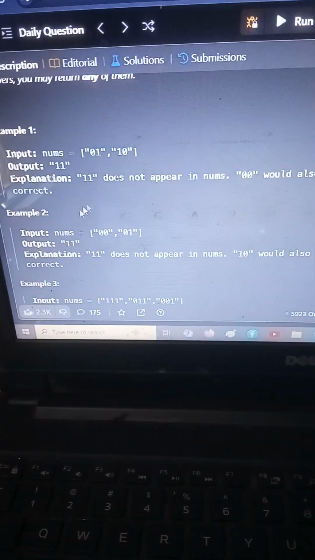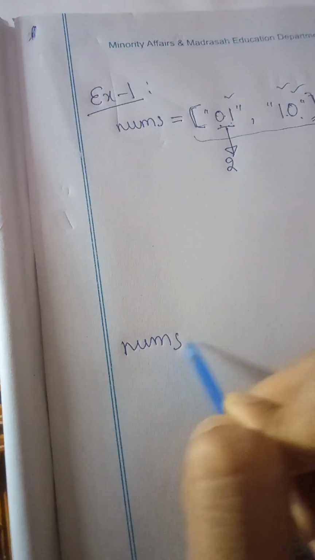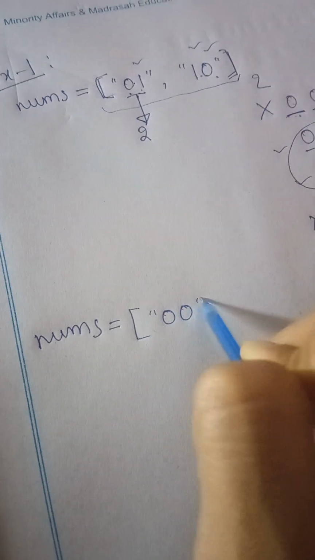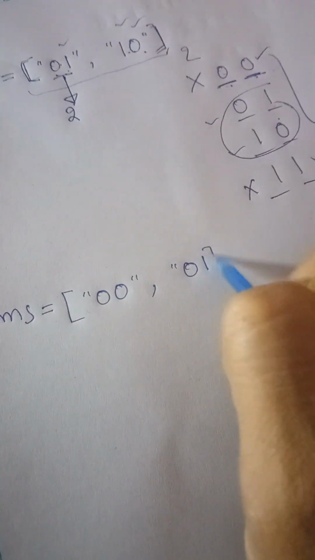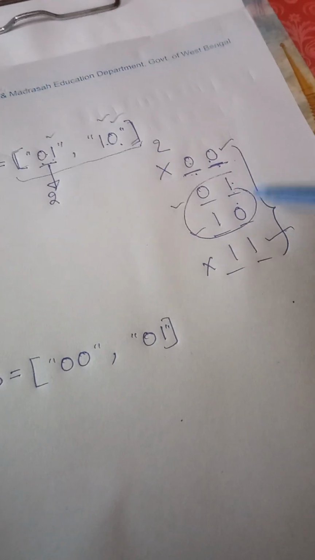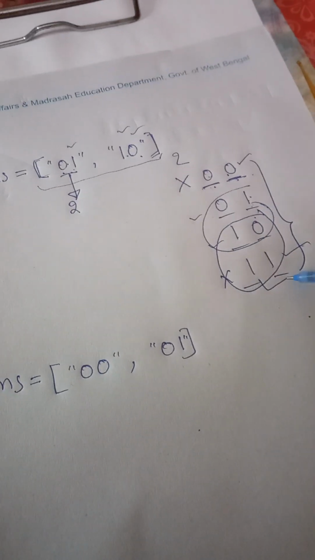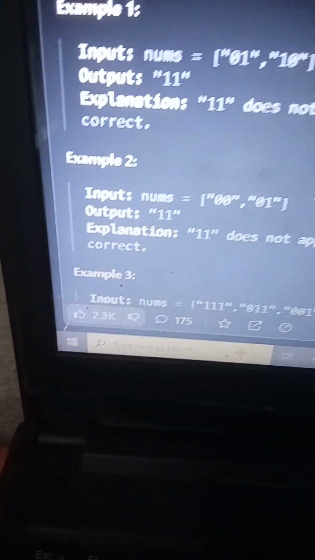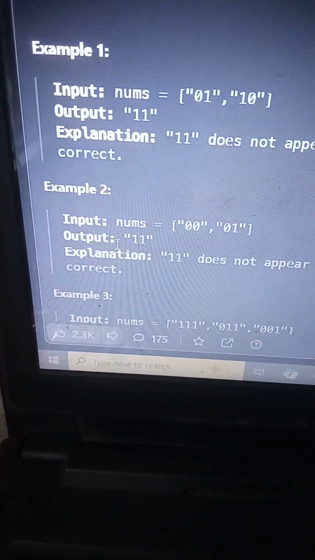Look at example 2. Here nums has the first string 0 0 and the second string 0 1. So what will be the answer? 0 0 is already there, 0 1 is also already there. You have to return 1 0 or 1 1, any one of them. Here the answer is 1 1, but you can return any one of them. 1 0 or 1 1 would be your answer.